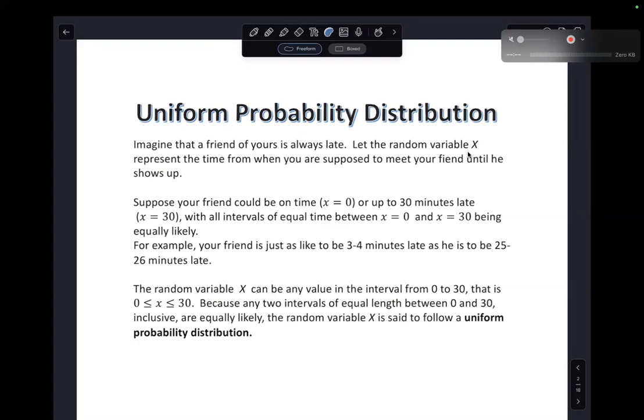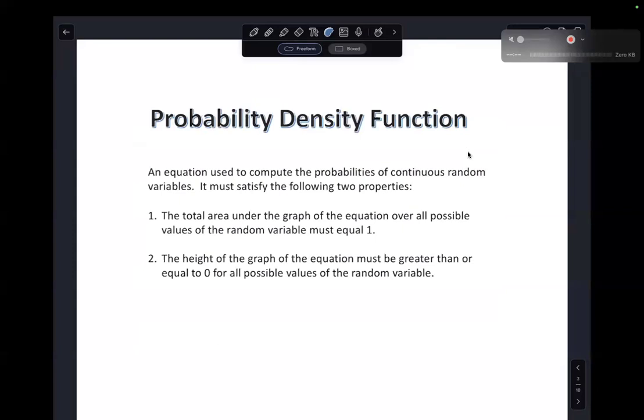minutes late. So our variable X can be any value between 0 and 30, including 0 and 30, and it's just equal probability. This would be a uniform probability distribution because every point on the graph has an equal possibility of being chosen. I'm going to show you what that graph would look like in a second.